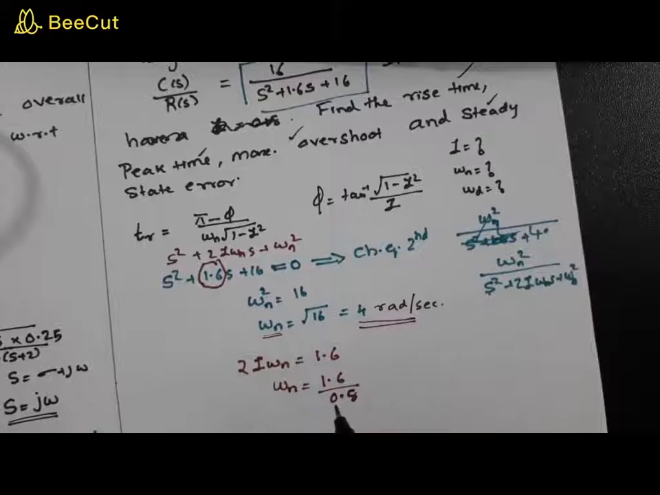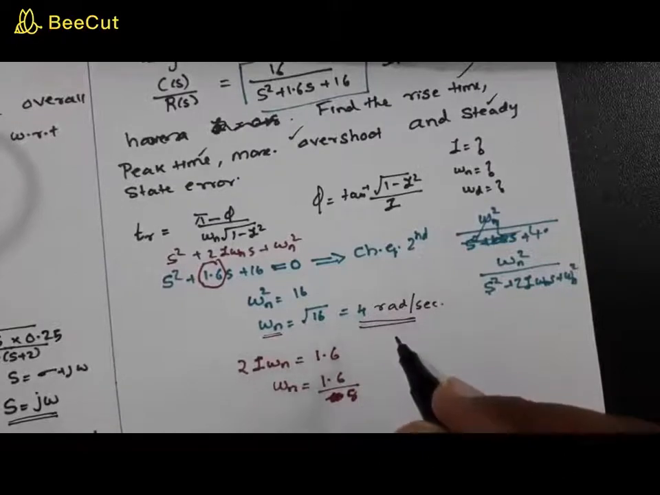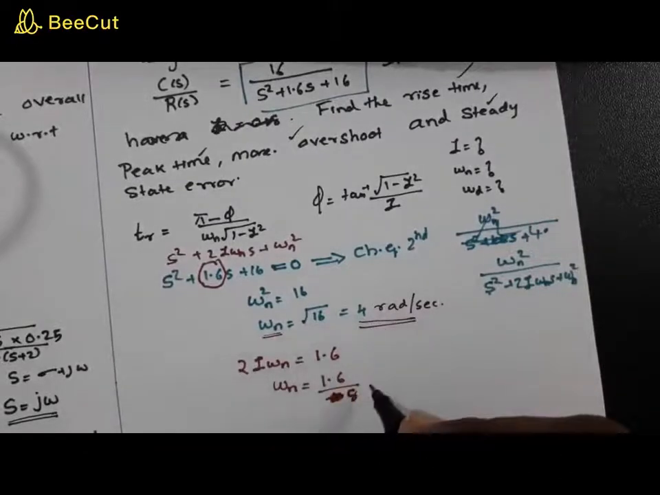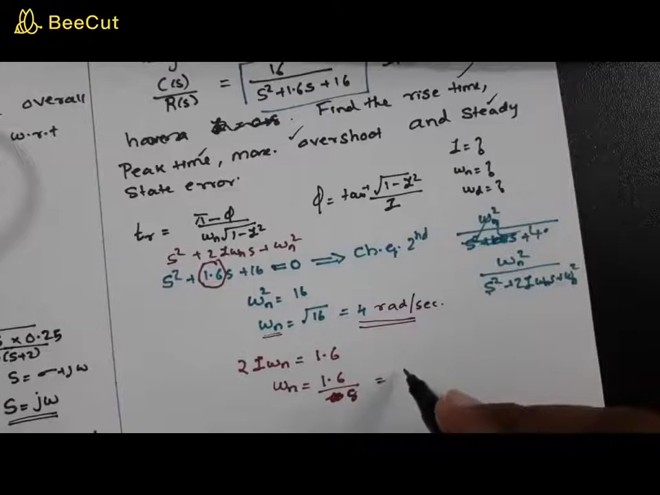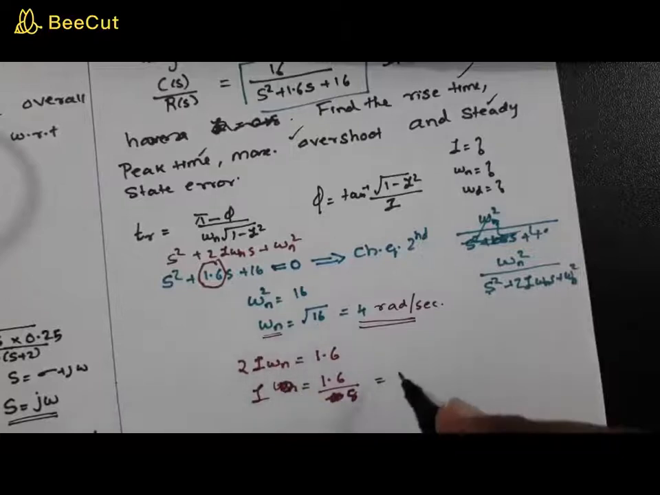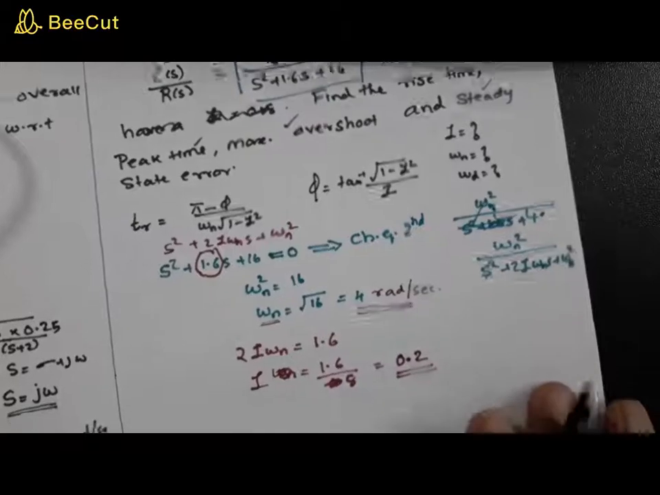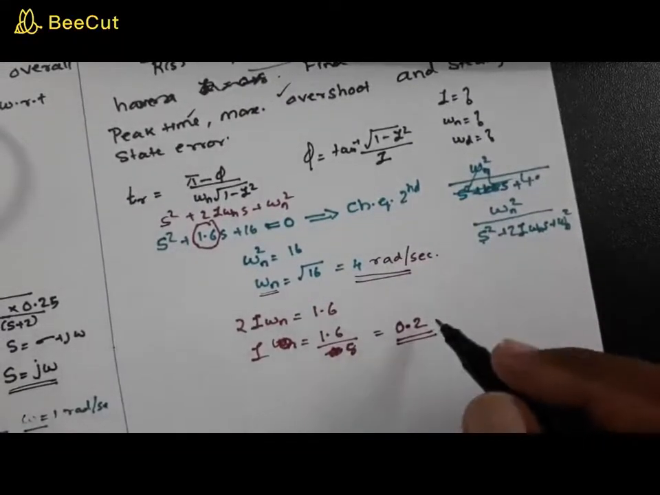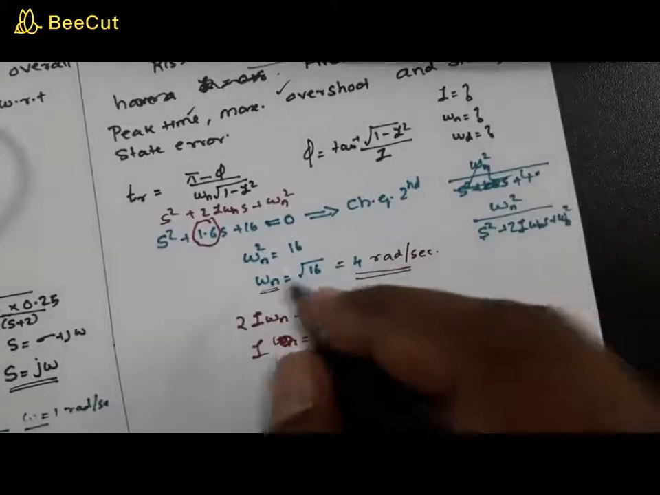Right. So this is 1.6 divided by, sorry, it is equal to 2 into 4, that is 8. Okay, sorry. This is 2 into theta omega n, and omega n is 4, that is right. So this will be 0.2 theta. Now you know theta to be 0.2. So the damping ratio is given as 0.2, while the omega n is this.